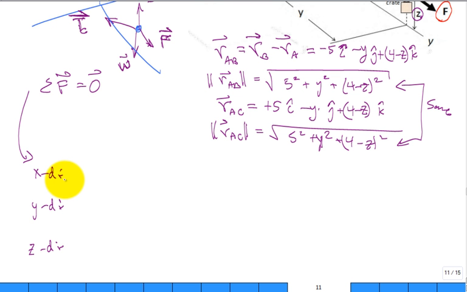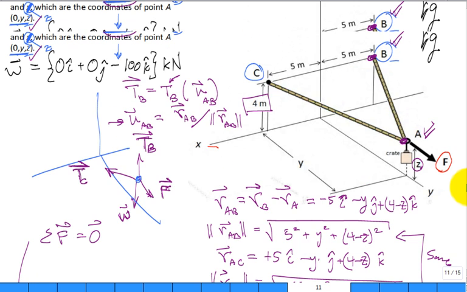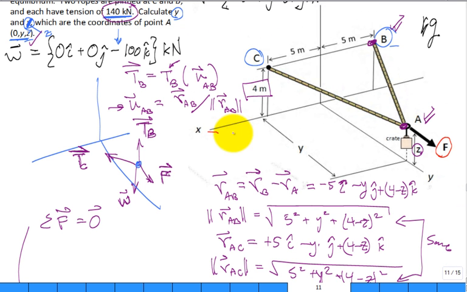So in the x, should I pause and let you write it out? I know that I had to scroll down, so I don't like that. In the x, okay, this is the x direction, going that way. Is F anything in the x? Is the weight anything in the x? No. You're only going to have two players in the x: the tension going to C and the tension in the cable going to B.